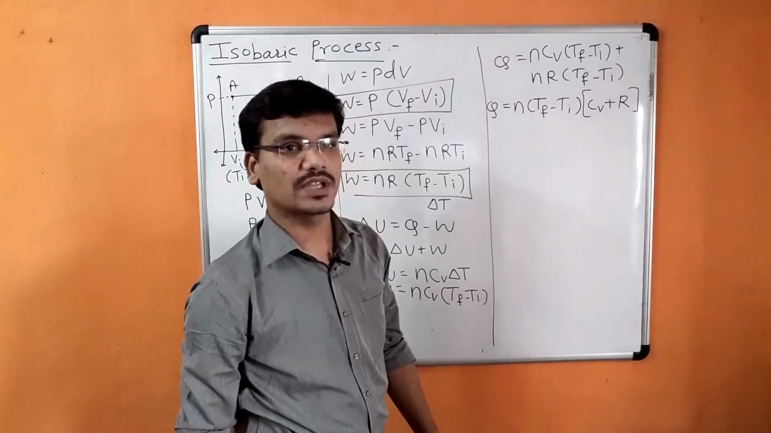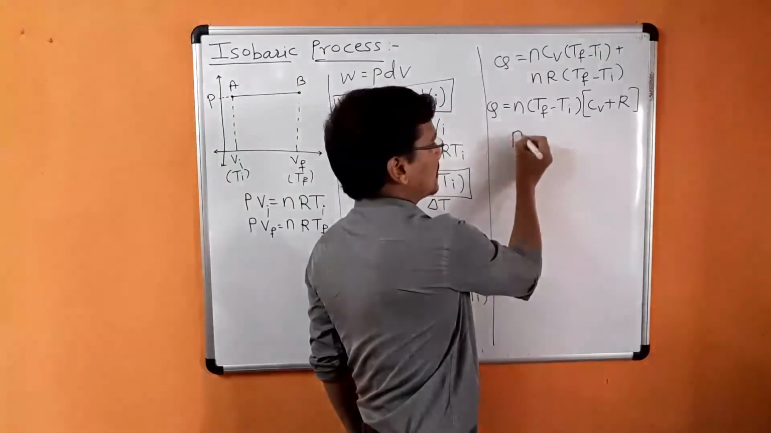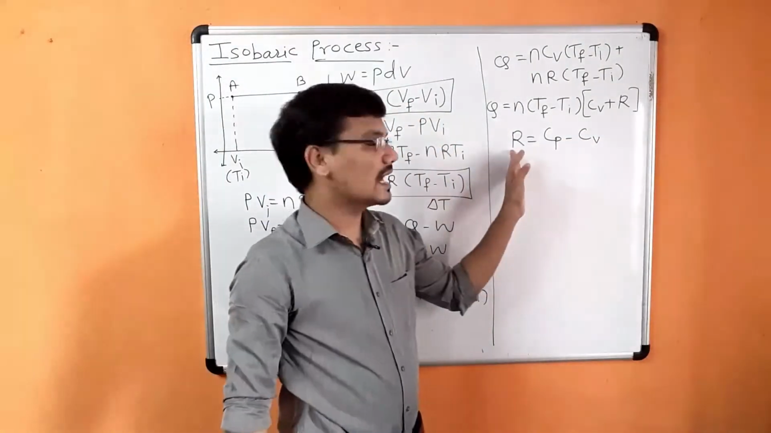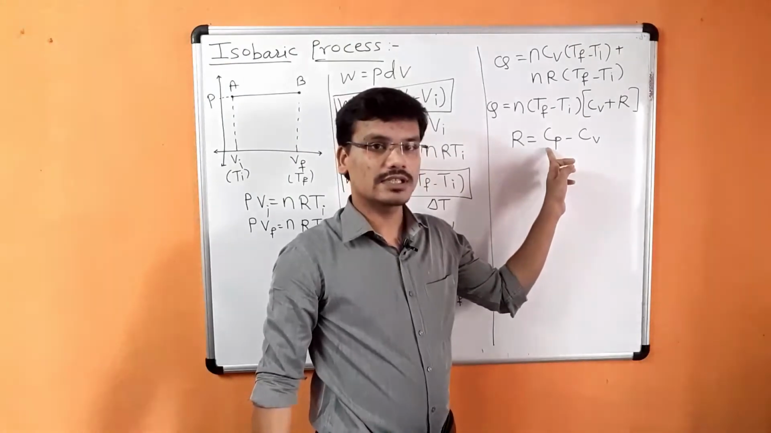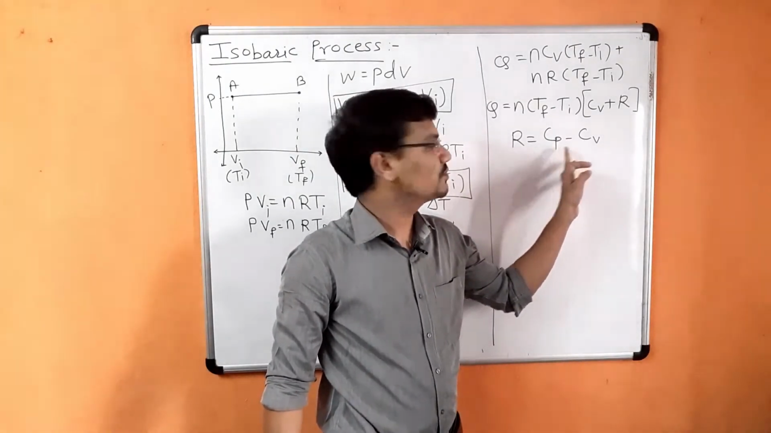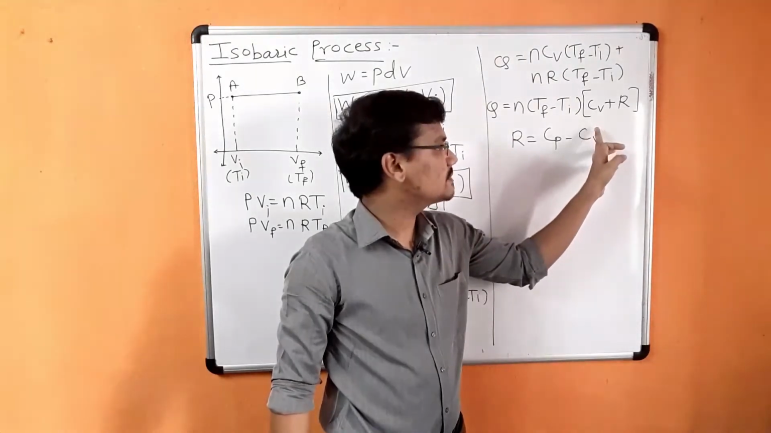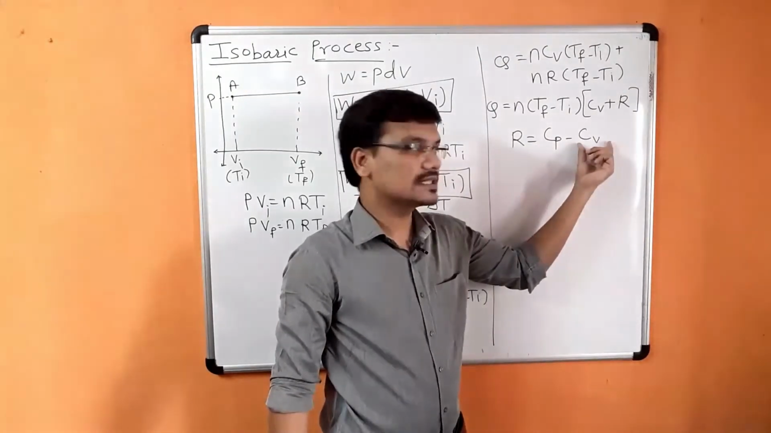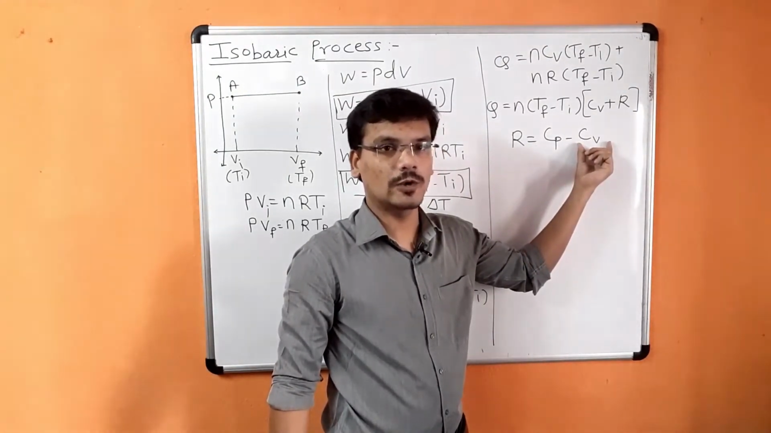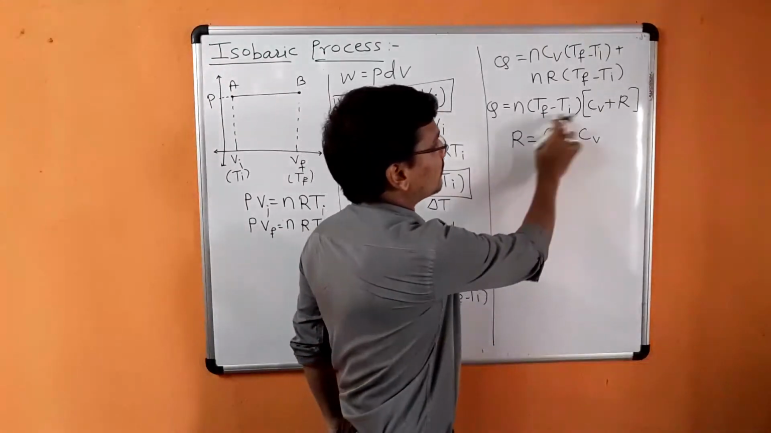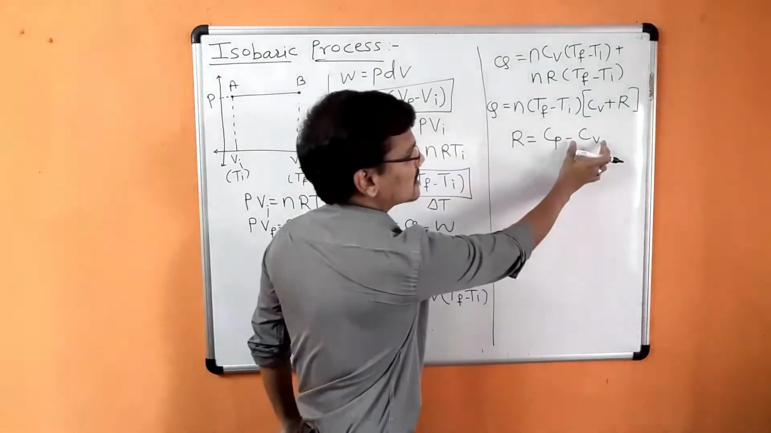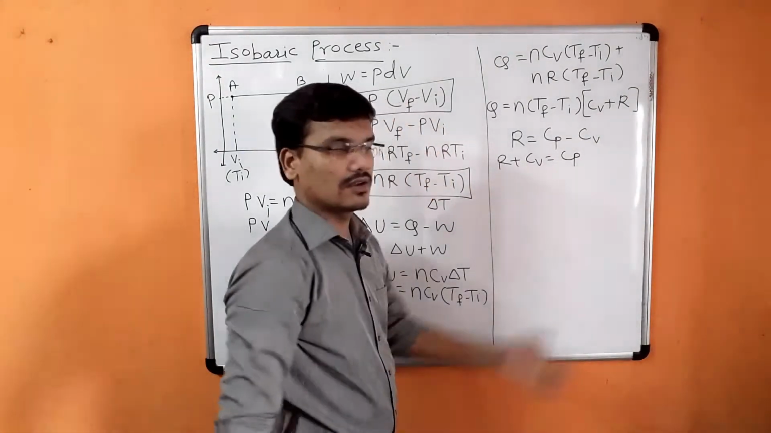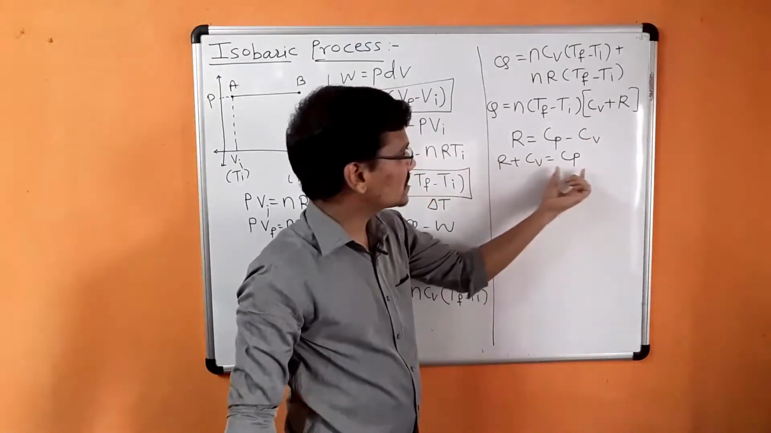Now, another relation: R equals Cp minus Cv. R is the gas constant. Sorry, Cp is the specific heat at constant pressure and Cv is the specific heat at constant volume. Therefore, R plus Cv equals Cp. The value of Cv plus R is Cp.